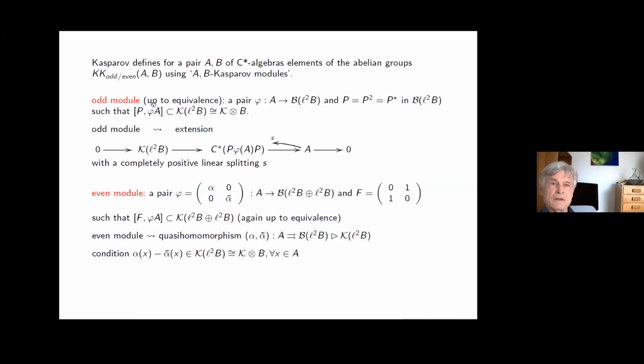And now in the following, I want to analyze the algebraic content of these modules. So a priori, an odd module is a pair. It's a homomorphism from A into the bounded operators on the Hilbert module, the standard Hilbert module L2 of B over B.